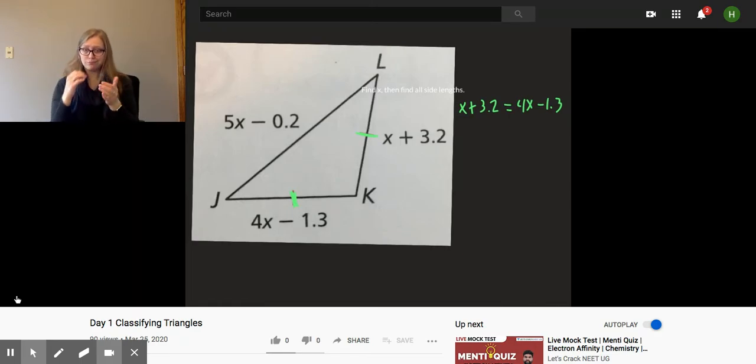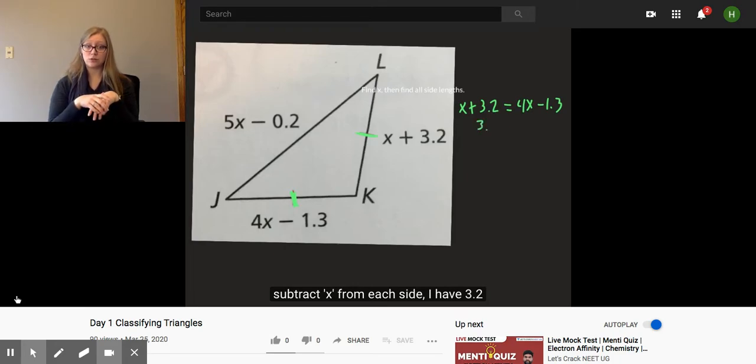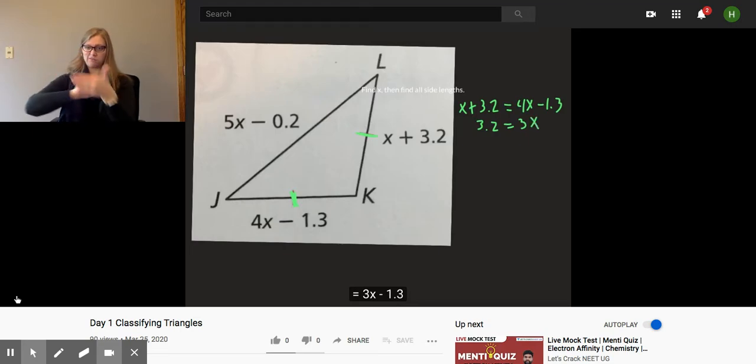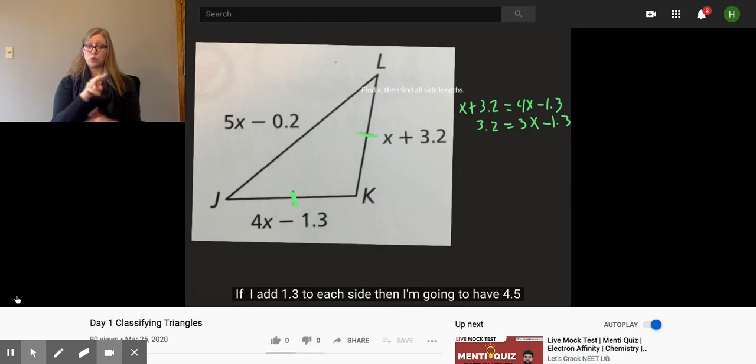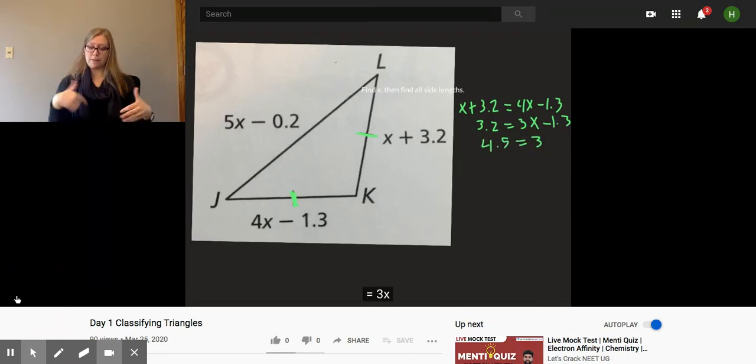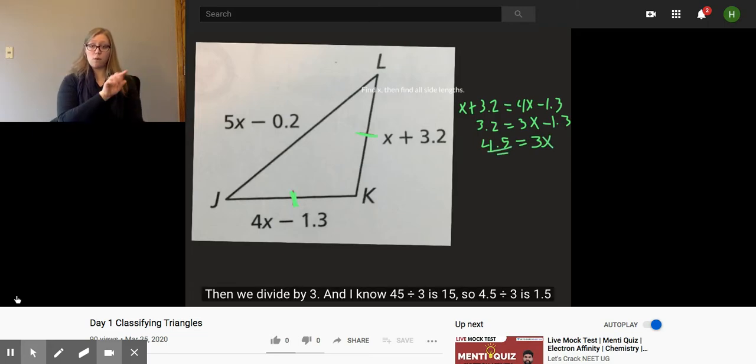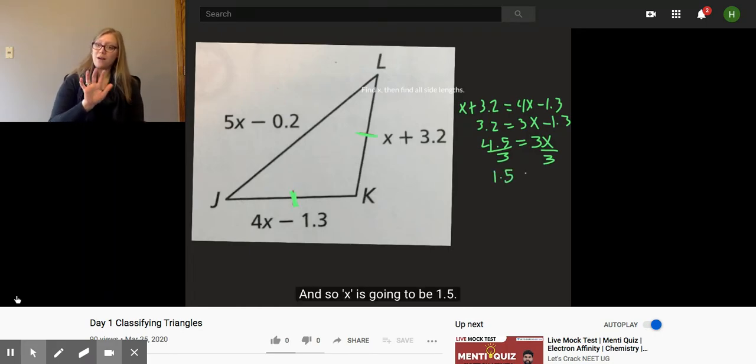And then just use our algebra moves. If I subtract x from each side, I have 3.2 equals 3x minus 1.3. If I add 1.3 to each side, then I'm going to have 4.5 equals 3x. And then we divide by 3. And I know 45 divided by 3 is 15, so 4.5 divided by 3 is 1.5. And so x is going to be 1.5.